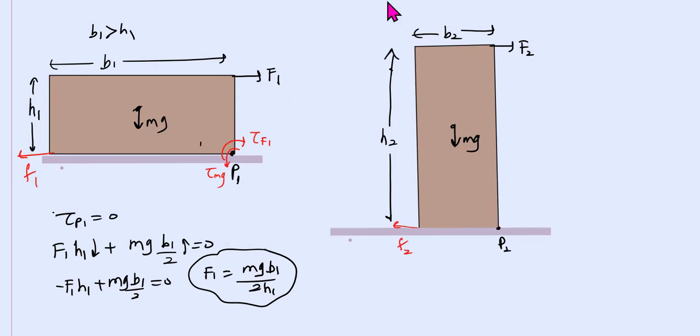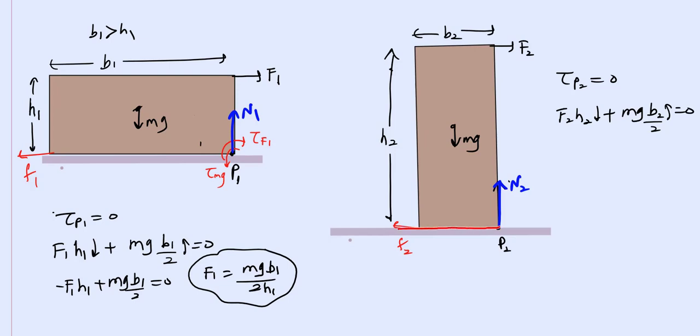We are going for this minimum force. We'll write down the equation. Torque due to all the forces acting about point P2 should be 0. What are the forces acting? The normal reaction, N2. Here this N1. So the net torque should be due to applied force F2 into H2 clockwise, Mg into B2 by 2 anti-clockwise, equal to 0.